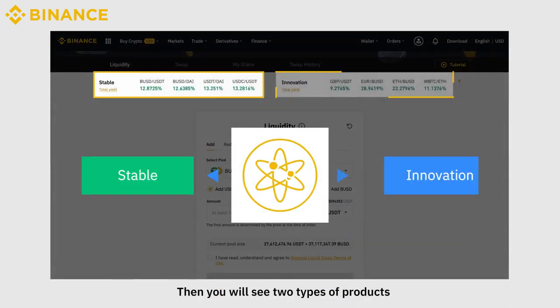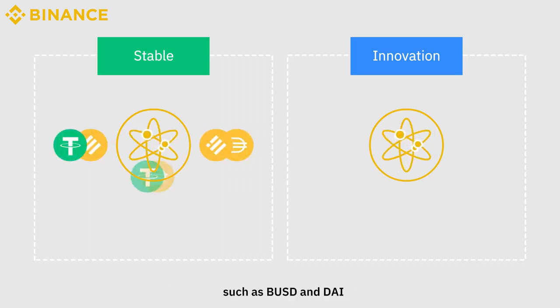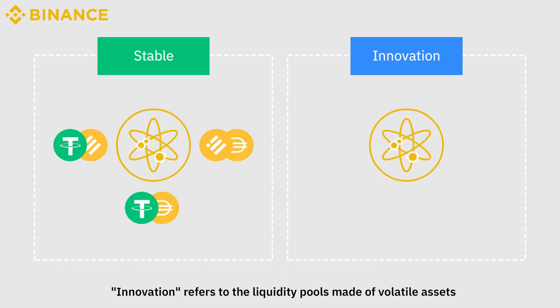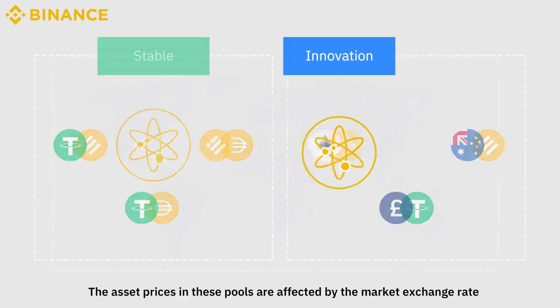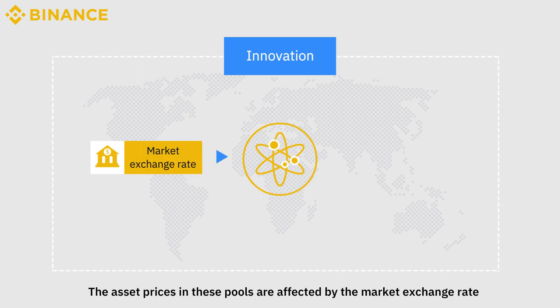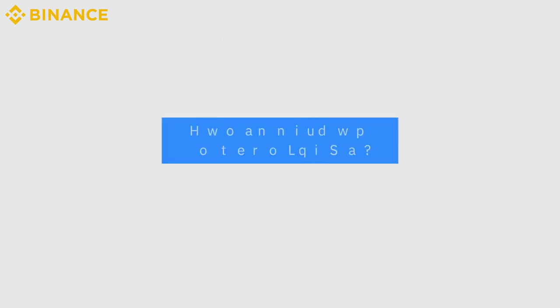Then you will see two types of products. Stable refers to the stablecoin liquidity pools, such as BUSD and DAI. Innovation refers to the liquidity pools made of volatile assets, such as AUD, ETH, and GBP. The asset prices in these pools are affected by the market exchange rate, which means that users' return will fluctuate more. How to earn on Liquid Swap?